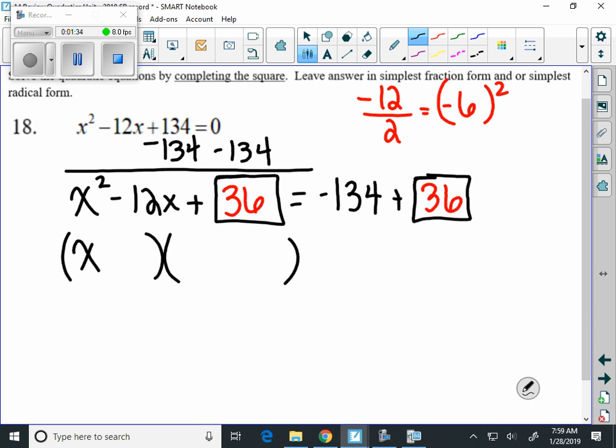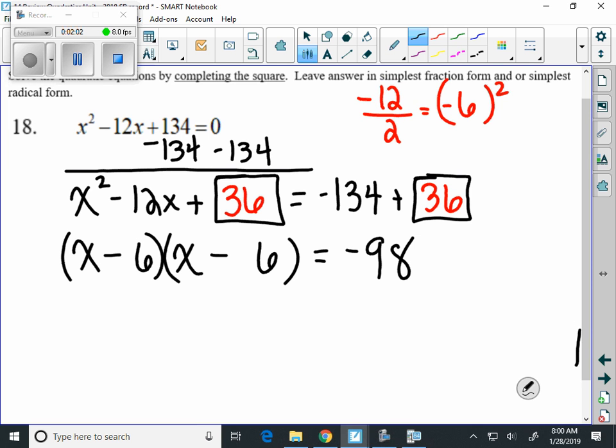And we get x times x. And remember, these parentheses need to be the same value. So when we are looking at 36, we need 2 values that multiply to be 36 that are the same. And in front of the 12 is a minus, so these both need to be minus. And over here, on the other side, we're going to add negative 134 plus 36, which gives us negative 98.